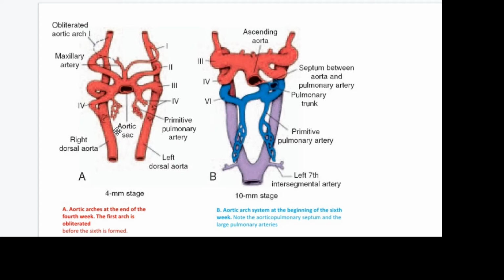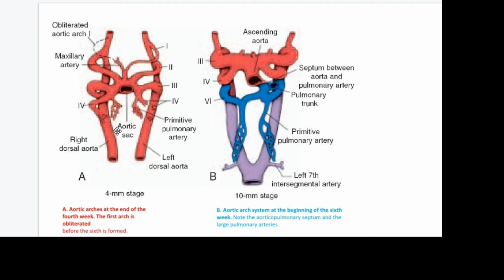This is, in a nutshell, all the various arches that have been shown, and then there is the formation of the aorta and the pulmonary trunk from the partitioning of the truncus arteriosus, and the septum that is formed between the aorta and the emerging pulmonary trunk.